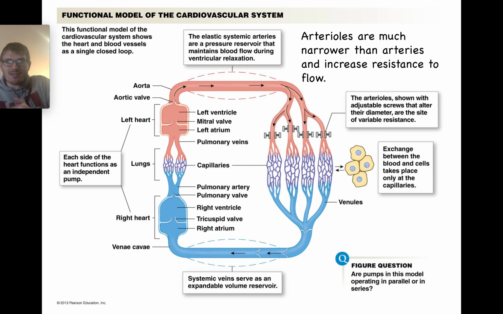So I had mentioned that vasoconstriction and vasodilation very often happens at the level of arterioles. What makes this picture so great is that the ability that we have to vasoconstrict and vasodilate arterioles is indicated by these little adjustable screws that you see right here. So you can imagine that if you want to cut off blood flow, you simply need to tighten one of those screws to narrow the diameter of that arteriole and not permit any blood to flow through.